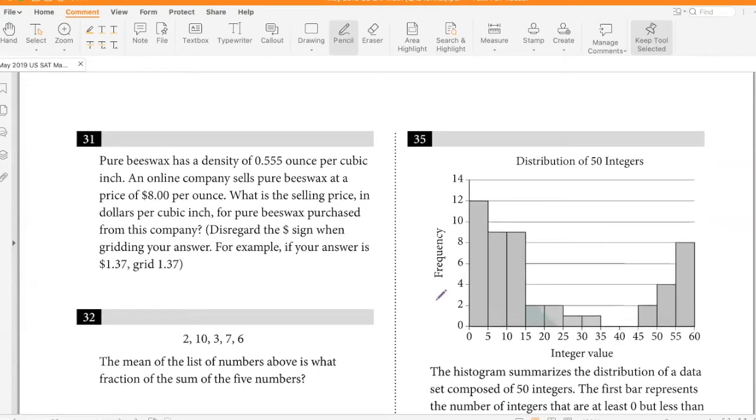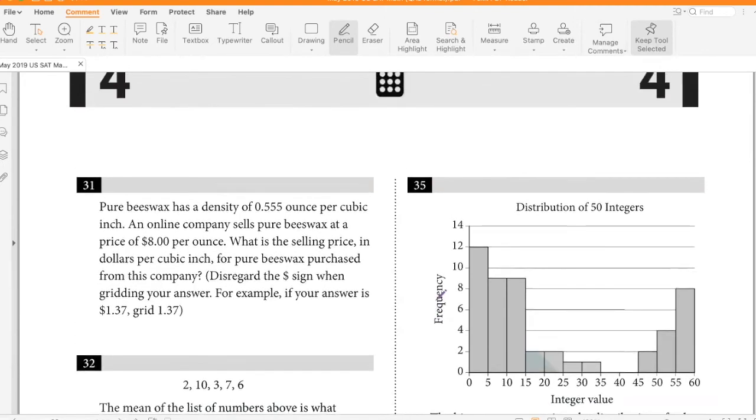Okay, pure beeswax has a density of 0.555 ounce per cubic inch. An online company sells pure beeswax at a price of $8 per ounce. What is the selling price in dollars per cubic inch for pure beeswax?